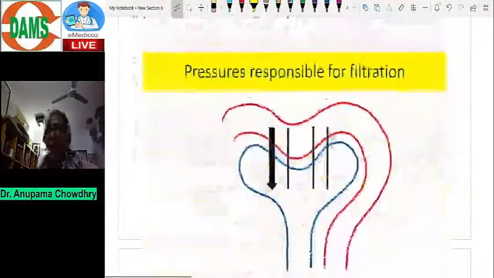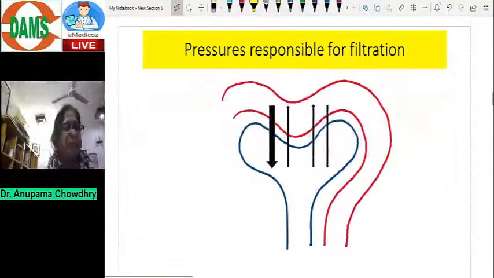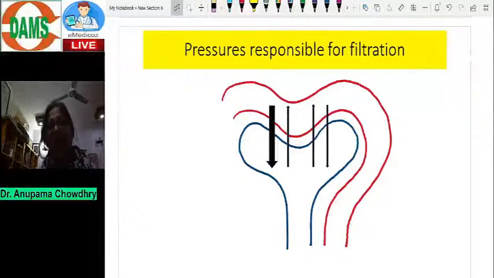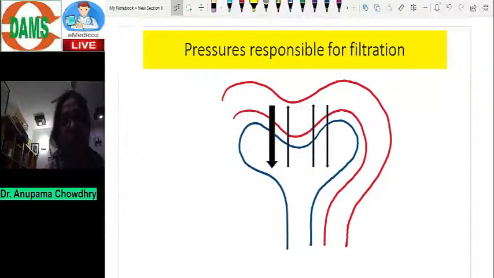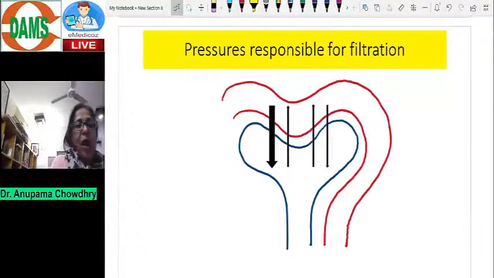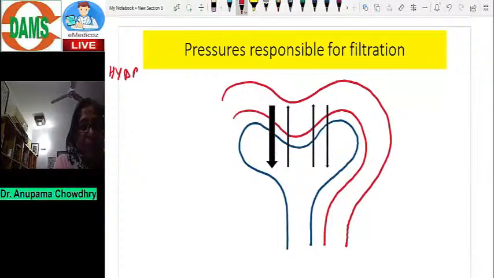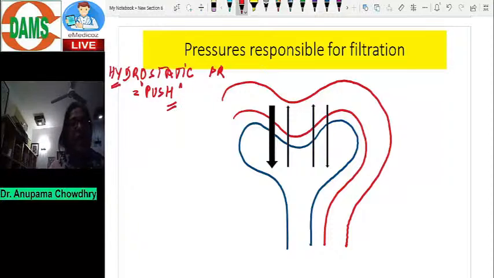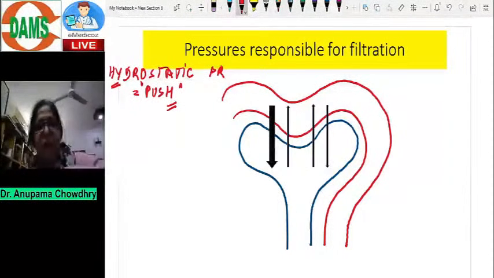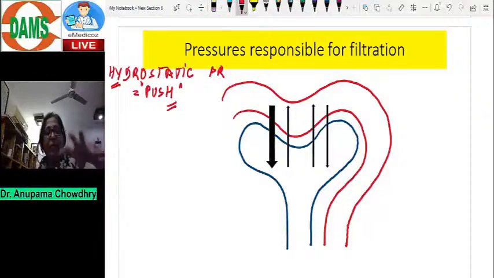Now the next important point is, what are the pressures which are going to be responsible for filtration? When we look at filtration, there are hydrostatic pressures and colloid osmotic pressures which are going to be responsible. Now what is the hydrostatic pressure? Hydrostatic pressure is a push force. It is going to push the fluid. H in hydrostatic, H in push. So it is going to push the fluid out of the glomerular capillary into the Bowman space.